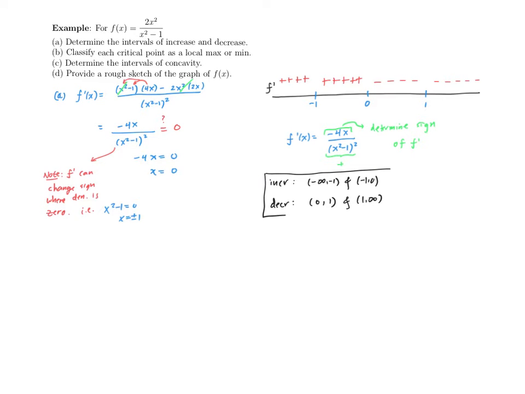And I'll note, if you happen to combine that all together and make just a single interval for increase and a single interval for decrease, it's not 100% correct because this function fails to be defined at plus or minus 1, but I would understand what you're saying and that would be okay. It's just preferable to break it up as we've done in this case.